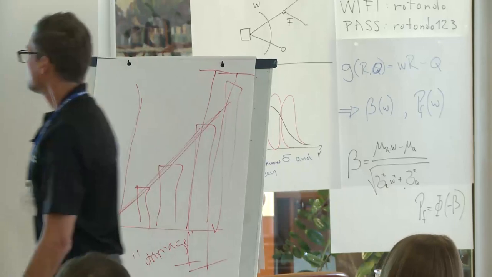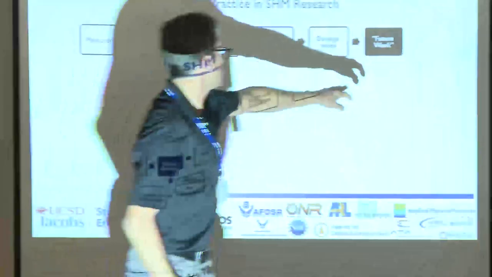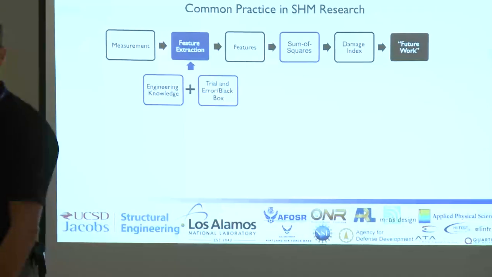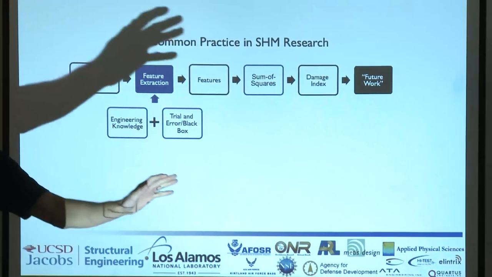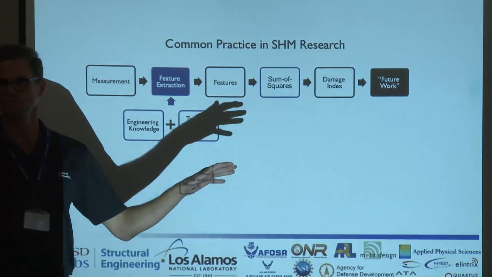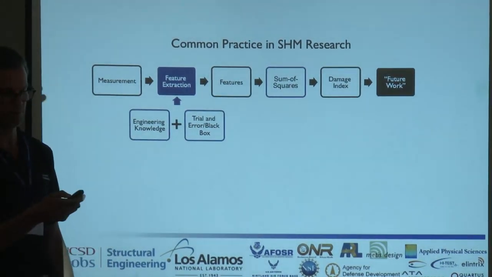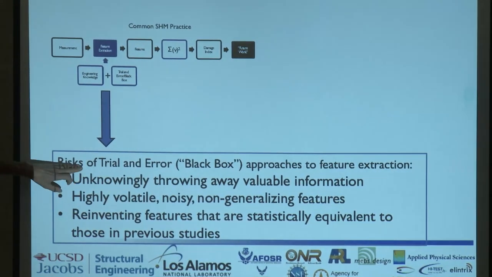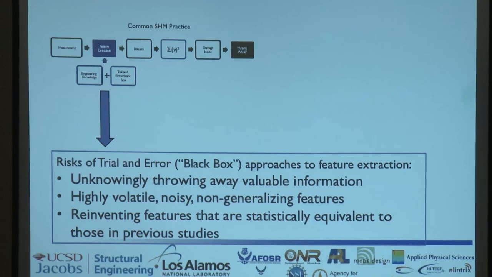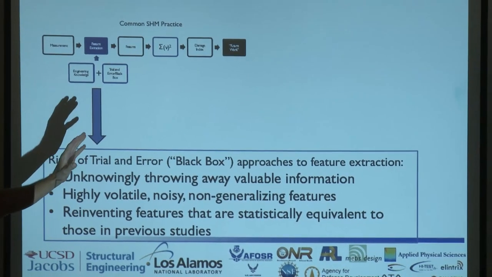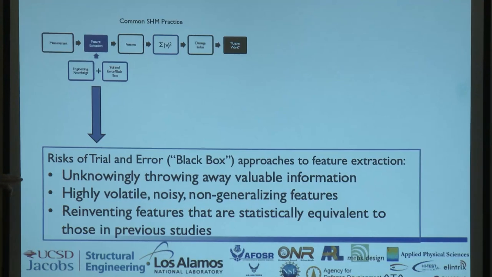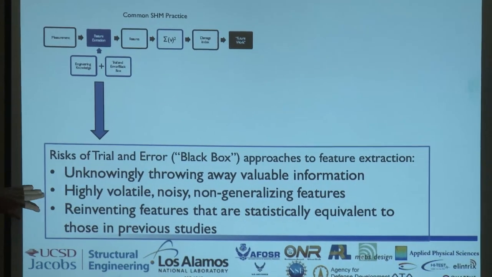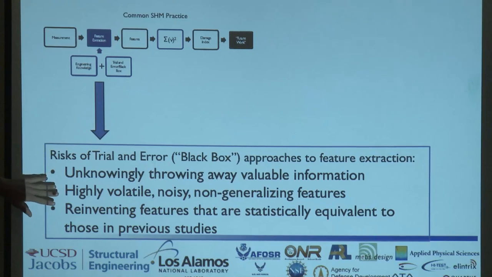And then of course, chapter 5, future work. How many times have you seen that? They leave all the hard stuff to somebody else. Okay, guess what? I fail those papers. First of all, this kind of trial and error approach without thinking in a forward way about uncertainty modeling and so forth throws away valuable information. It generates highly volatile, noisy, non-generalizing features with which you're going to make your decisions.